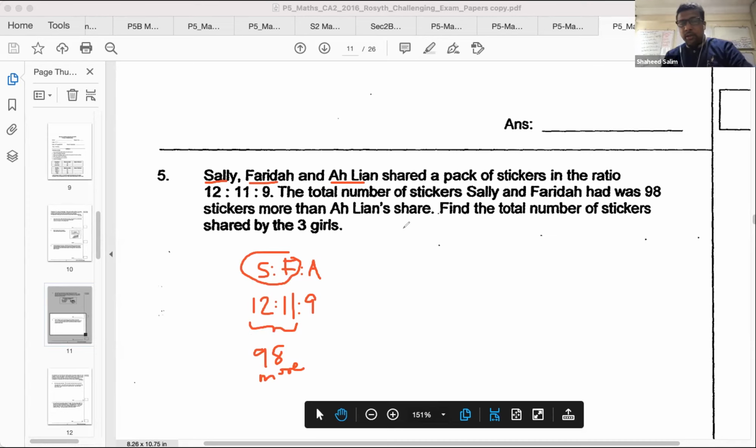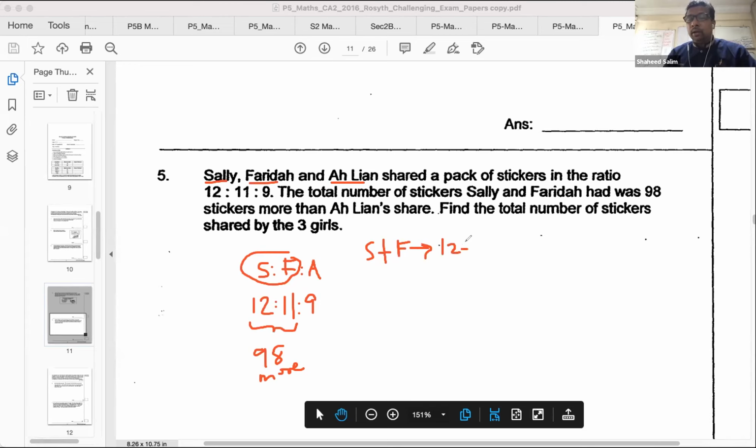Putra, how many units do Sally and Farida have? Sally and Farida got how many units? They have, yes, 23 units. So you take 12 plus 11, we get 23 units. Good, well done. So down here, you need to take 12 plus 11.